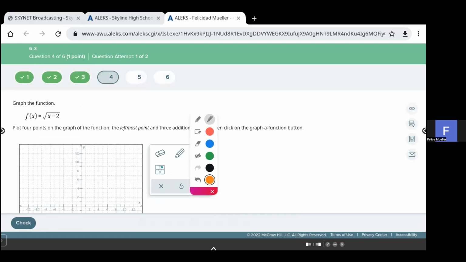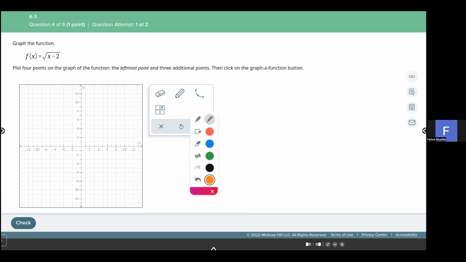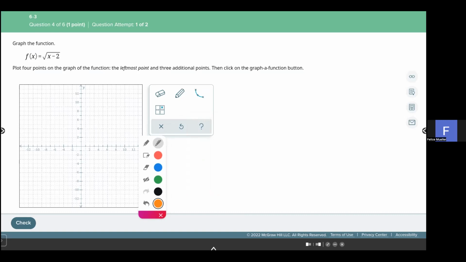All right, so we're going to graph our function square root of x minus 2, plot 4 points on the graph of the function, the leftmost point, and then 3 additional points. To find your leftmost point, again, if you graph this in Desmos, it's going to be the easiest way. Your leftmost point is going to come when you set the inside. So if you find your domain, basically, x minus 2 is greater than or equal to 0. I find x is greater than or equal to 2. So 2 is going to be my leftmost point. So when I plug in 2, I get 2 minus 2. The square root of that is 0. So one coordinate point I have is 2, 0.